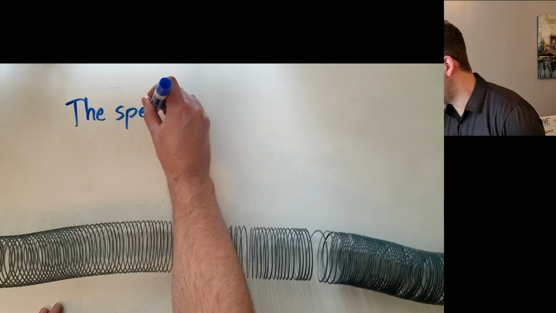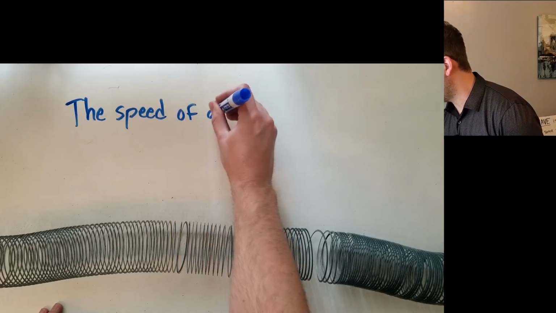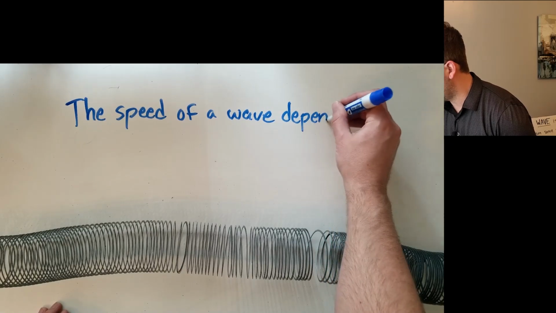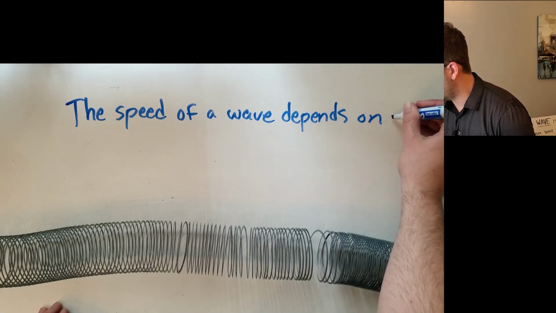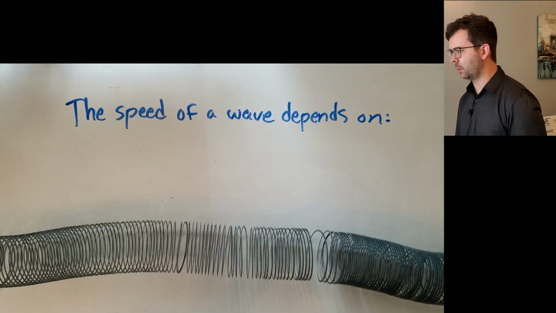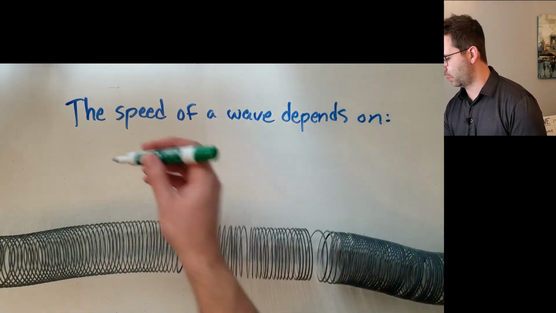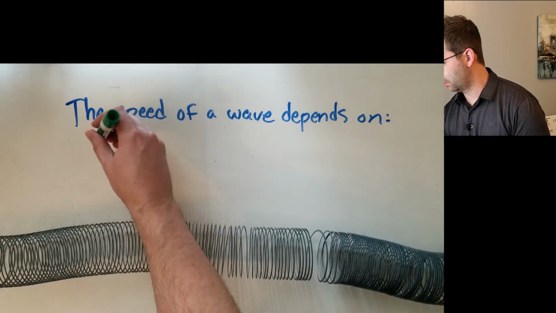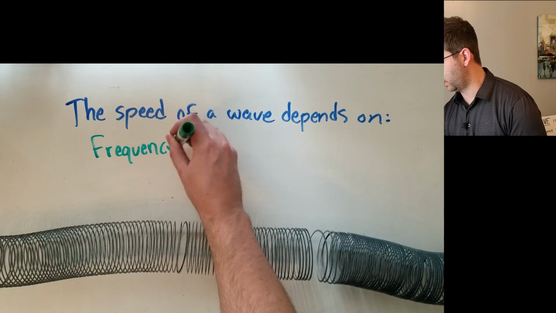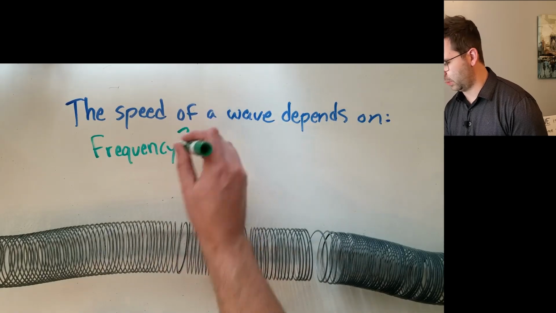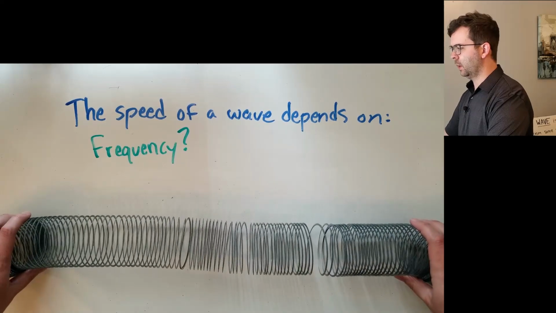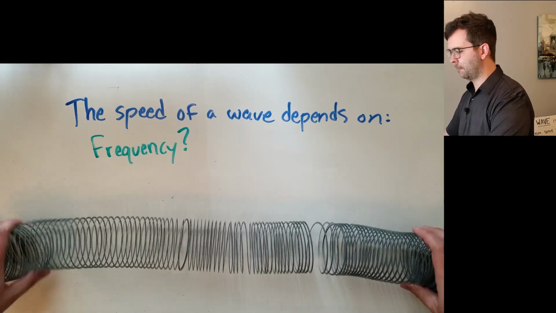So the speed of a wave depends on what? What can we do to make this wave go faster? Let's start by trying probably one of the more obvious things to try, a higher frequency wave. What if we shook this slinky at a high frequency? Would that make the wave go faster? So let's start with just a standard wave here.